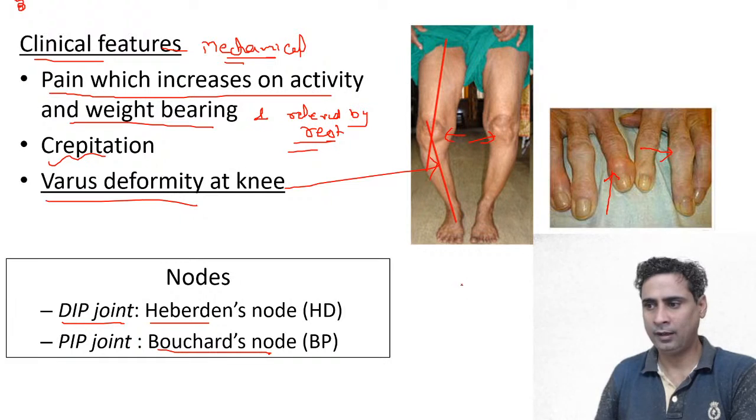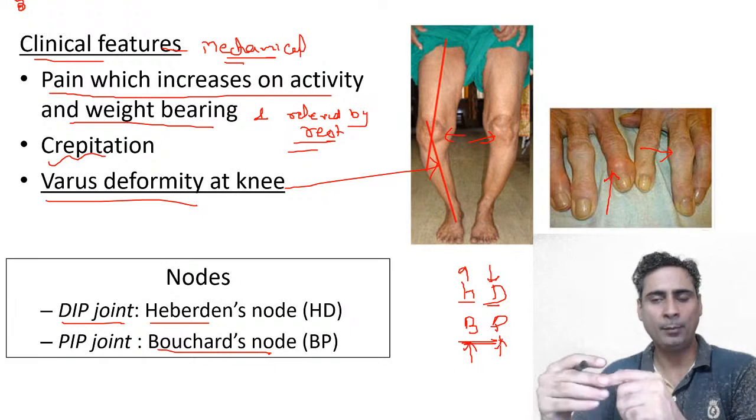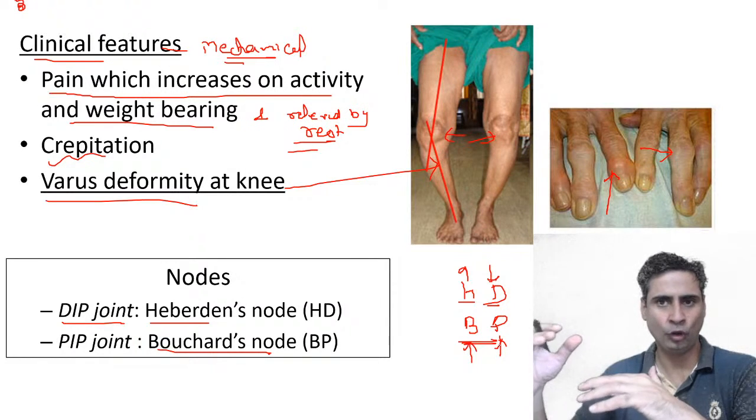So how to remember? High definition, blood pressure. High definition: Heberden node, distal interphalangeal joint. Blood pressure: Bouchard's node, proximal interphalangeal joint. So these are the palpable nodes in small joints of hand.